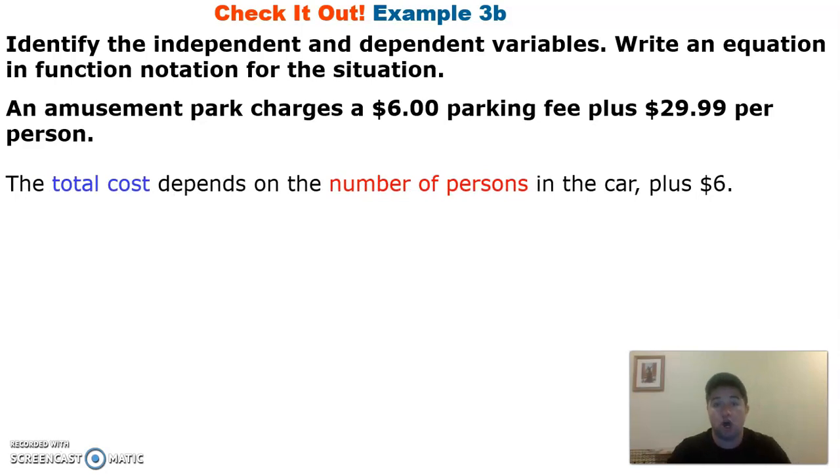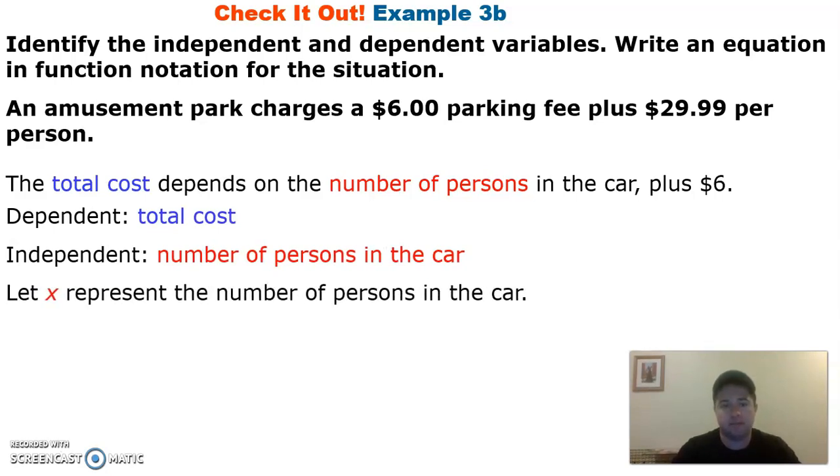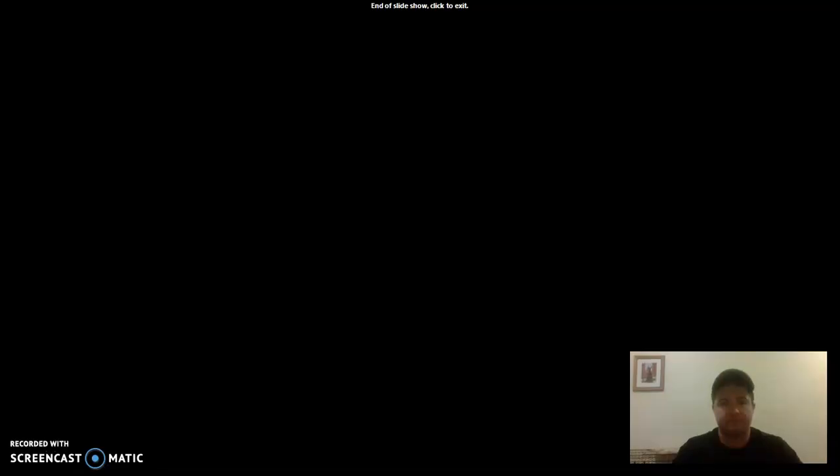So the total cost depends on the number of people in the car plus the $6 that you're going to spend to park. So the dependent variable is the total cost. Independent variable, the number of people in the car. We'll let x represent the number of people in the car, and we'll write the equation as f of x equals 29.99x plus 6, or $29.99 a person plus the $6 to park. And that's it.